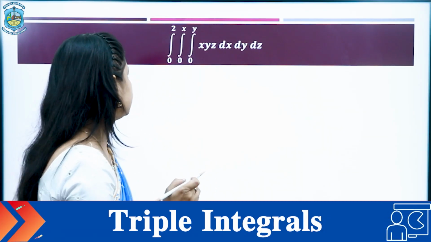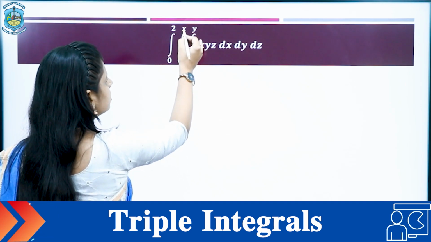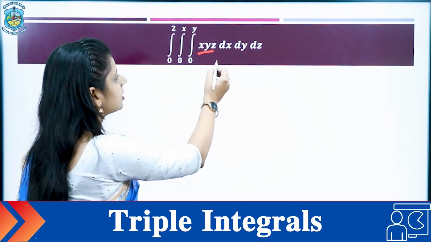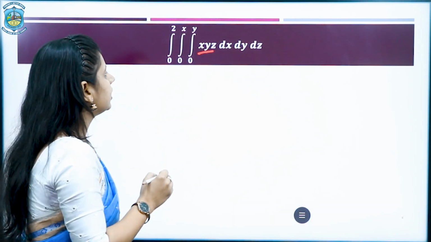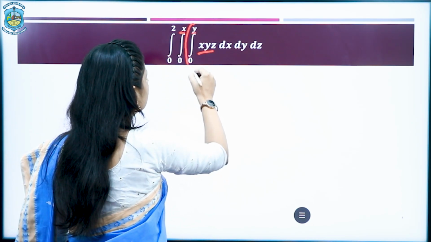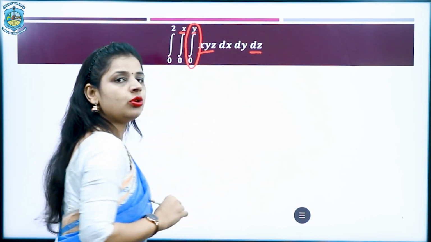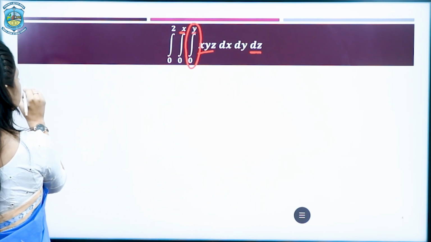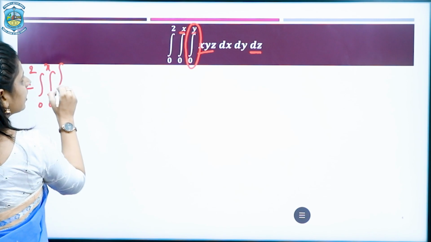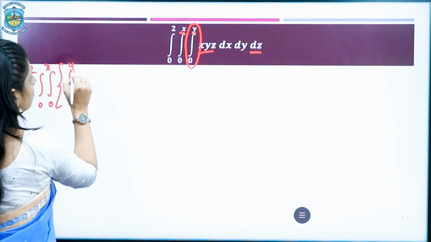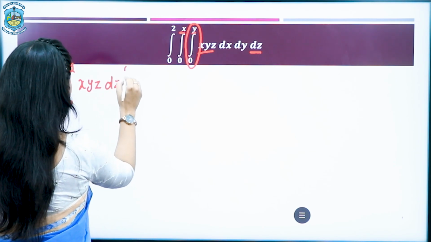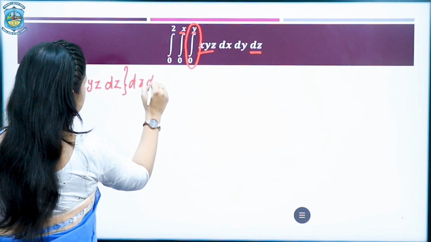Next, we will solve this integral for the limits 0 to 2, 0 to x, 0 to y of this function xyz with respect to x, y and z. Here the limits are variables. First, we will perform this integral with respect to z. So, to this integral we can write integral 0 to 2, integral 0 to x, then integral 0 to y. We will integrate xyz first with respect to z, then dx, dy.